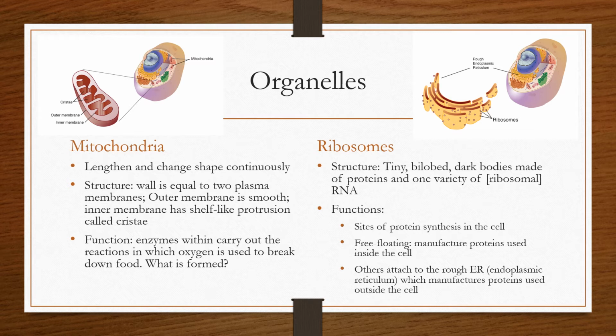Ribosomes. The structure is tiny bilobed dark bodies made of proteins and one variety of ribosomal RNA. The function, they're the site of protein synthesis in the cell. The free-floating ones manufacture proteins used inside the cell, and others attached to the rough ER, Endoplasmic Reticulum, which we'll talk about shortly, manufacture proteins used outside the cell. You can see in the photo, they're just ribosomes with the little circles pockmarking the rough ER.